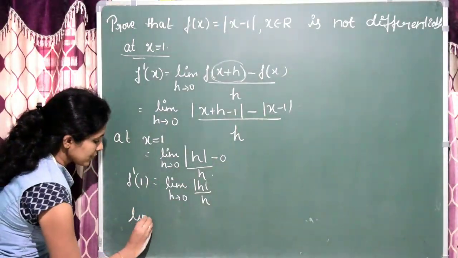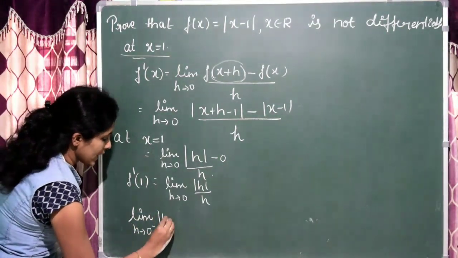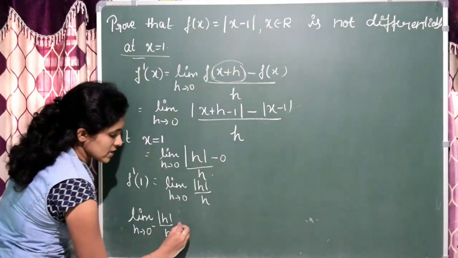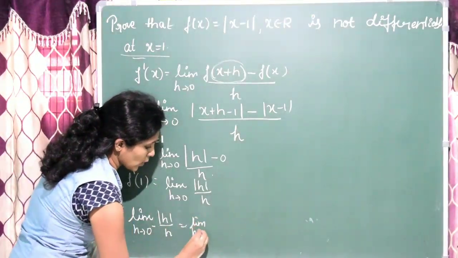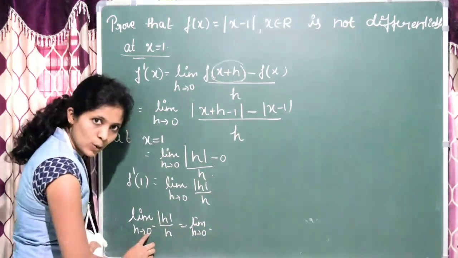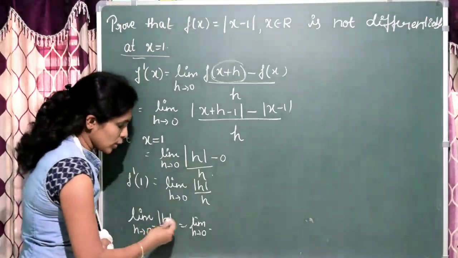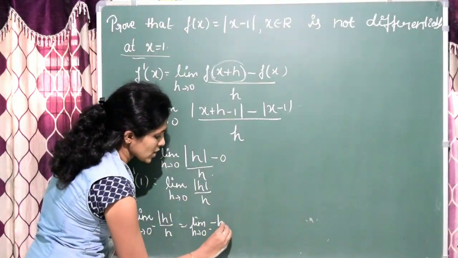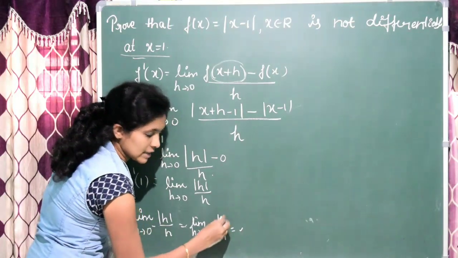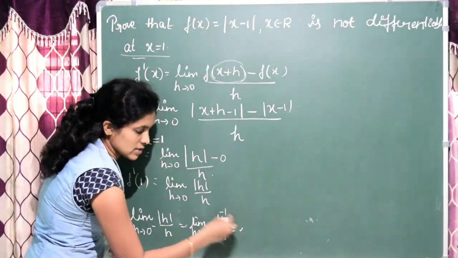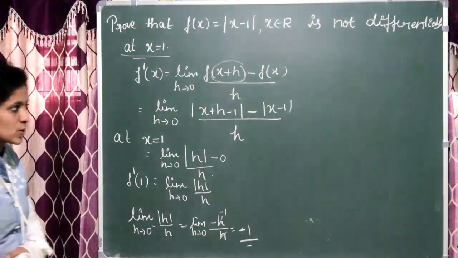We'll check this one. Limit of h is tending to 0 minus mod h divided by h. So this is equal to limit of h is tending to 0. The value of h is very close to 0 but it is less than 0, so obviously it will be negative. So modulus of h will be equal to minus h divided by h. So this is equal to limit, and h and h will get cancelled. So this is minus 1. h is not there, so this is equal to minus 1. Is it clear? So this is the limit of h tends to 0 minus.